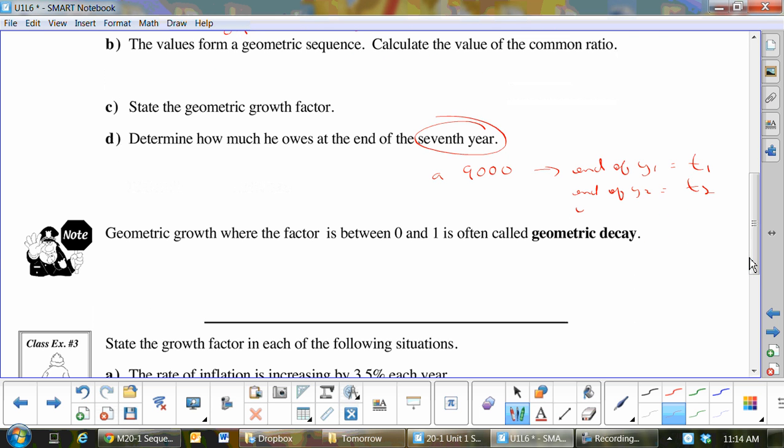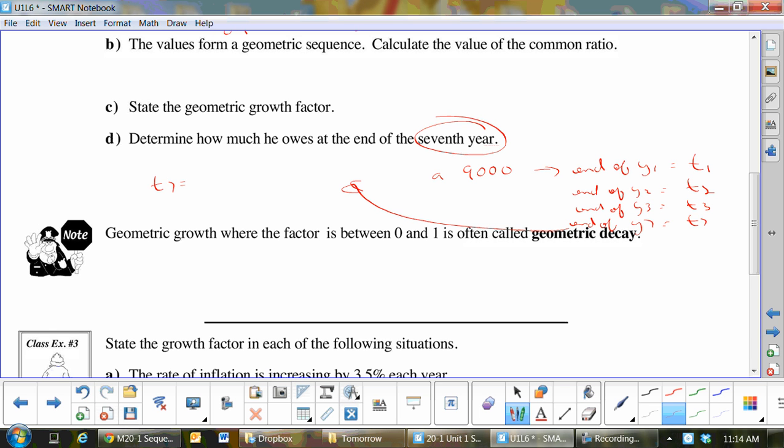Okay? End of year 3 equals T3. End of year 7, T7. That's pretty clear to me. So I am going to be finding T7. Okay, so we come back here where I have a little room.